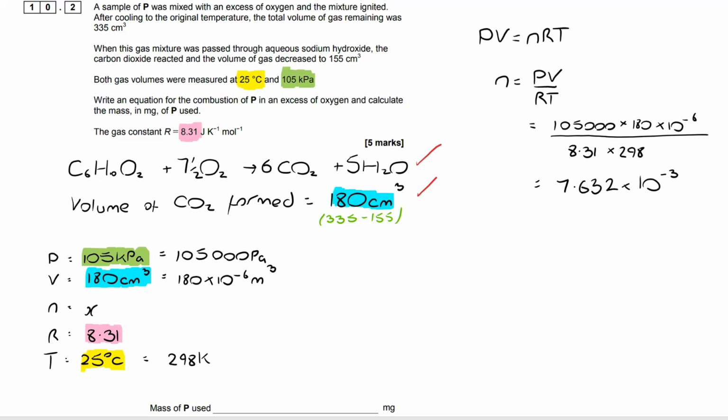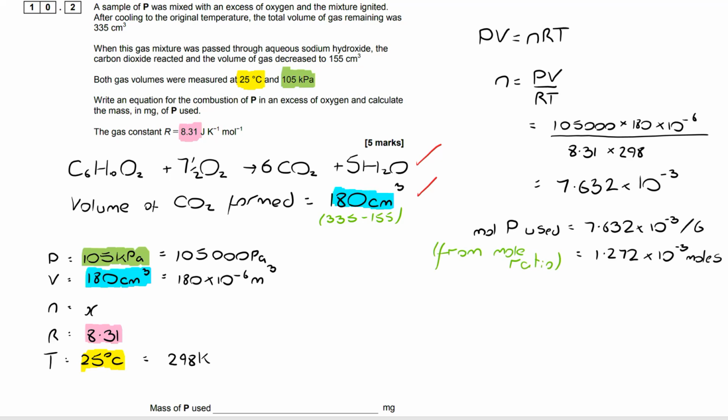Once I've done that, I can take my ideal gas equation, I can rearrange to make N the subject, and I can see here by putting all of those figures in that I have got 7.632 by 10 to the minus 3 moles. Now my moles of P used, I'm going to use, because that was my CO2, I'm going to use my mole ratios here. My moles of P used is 1/6 of the moles of CO2 produced. So I get 1.272 by 10 to the minus 3 moles.